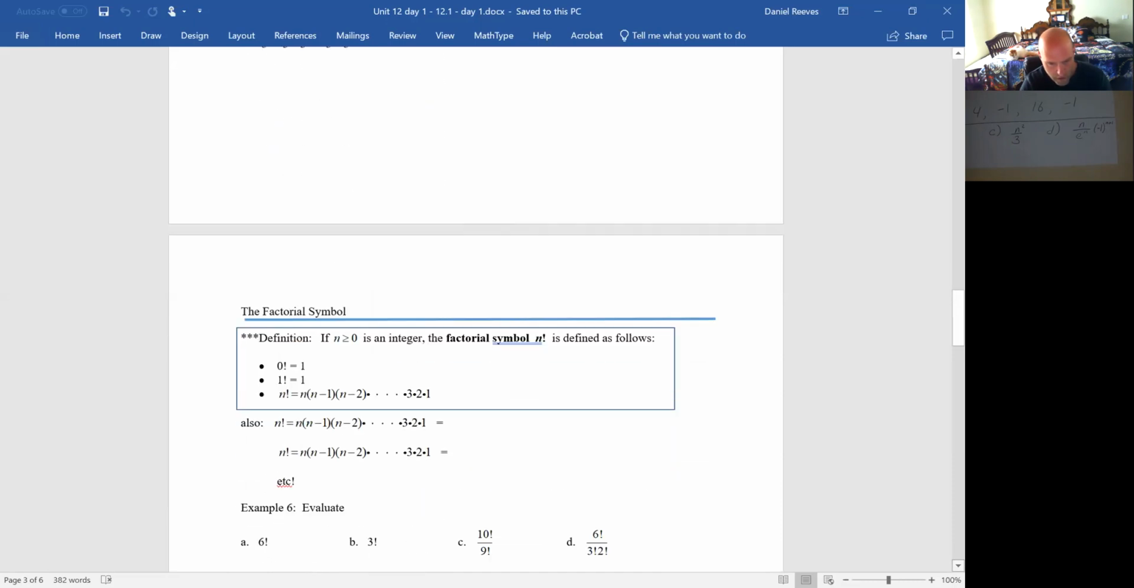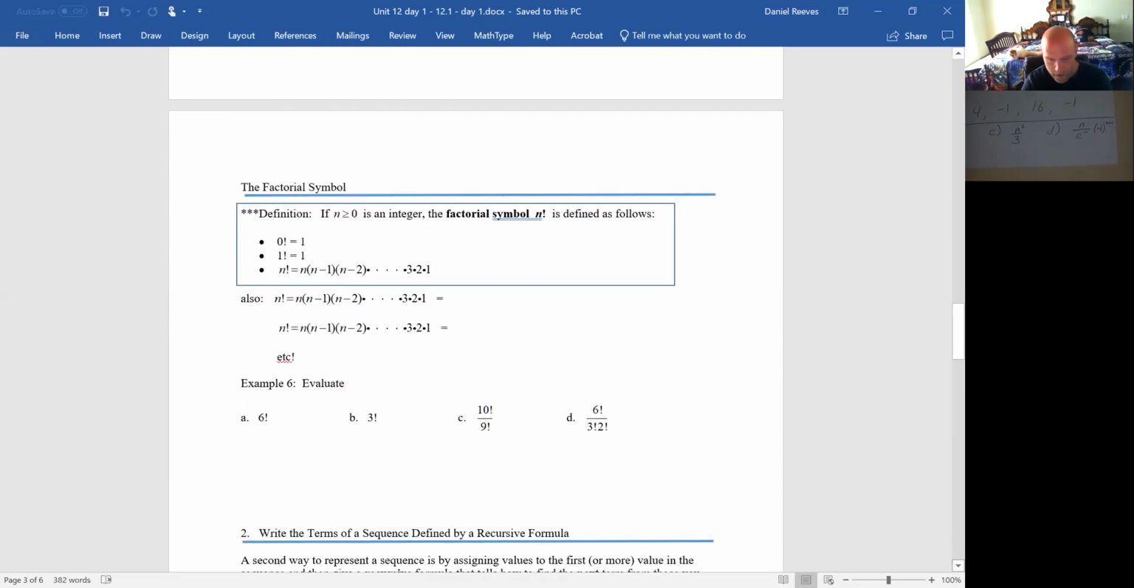Moving right along. Factorial, definitely something that we saw when we did combinatorics. So I'm going to just fly through this. 0 factorial is defined as 1. 1 factorial is obviously 1.